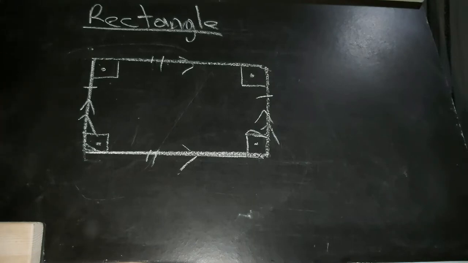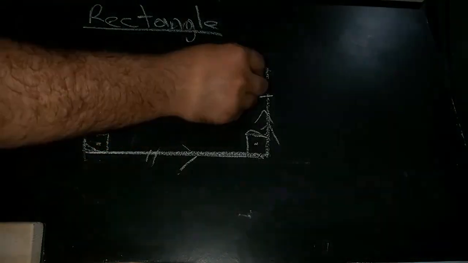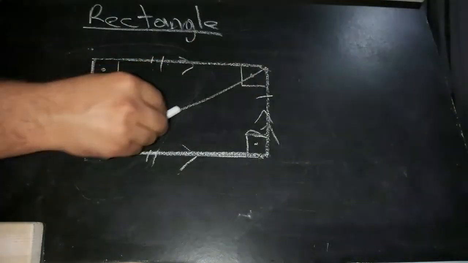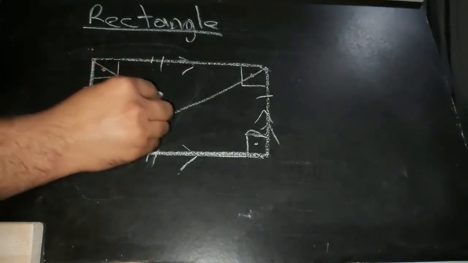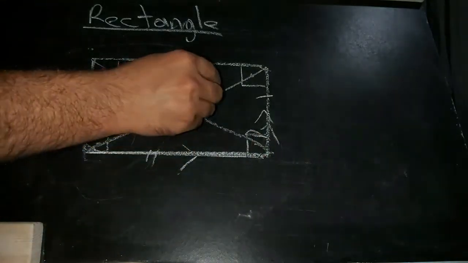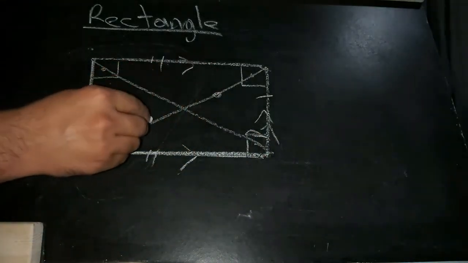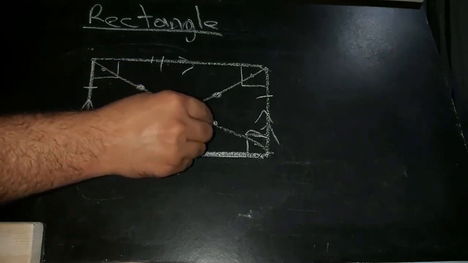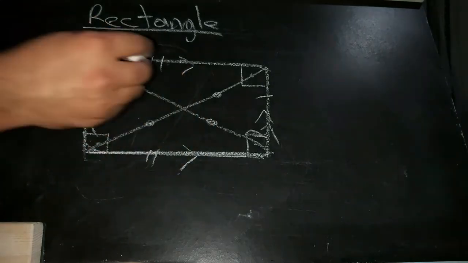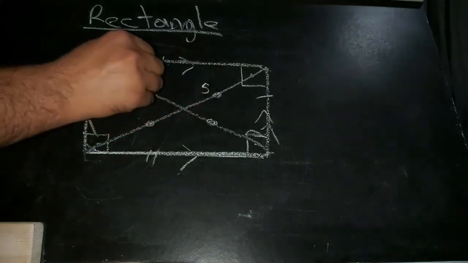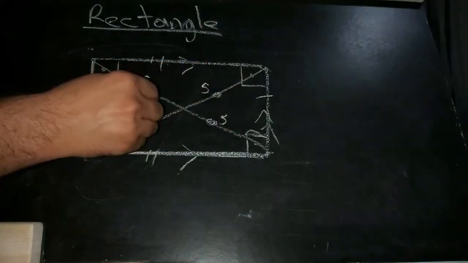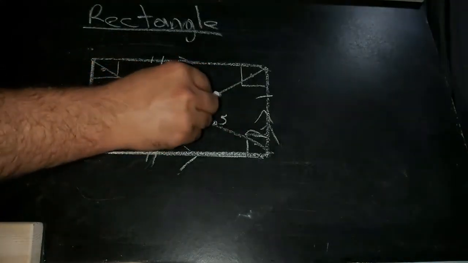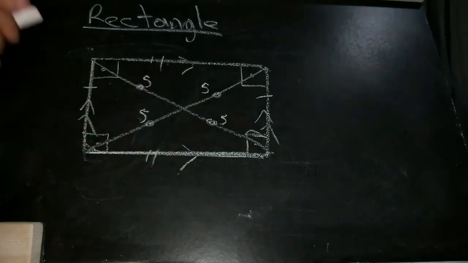And of course, when you draw diagonals for a rectangle, the lengths are the same. If you say this one is, let's say, 5, this will be 5, this will be 5, this will be 5. See, all of them are the same for a rectangle.